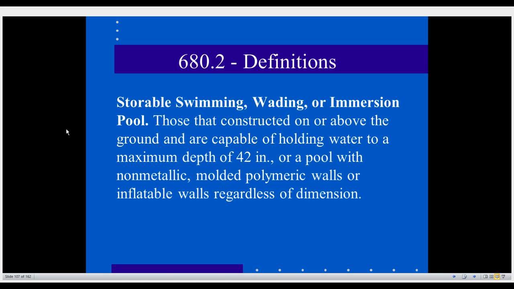We really hammer it home, because this is where people get confused between whether it's considered a storable or a permanently installed pool. First and foremost, those that are constructed on or above the ground. So there you go. There's your first qualification. The next thing you're looking at is the maximum depth of the water that it can hold. If it is 42 inches or less, then it is a storable swimming, wading, or immersion pool. Now, it also goes on to say, or a pool with non-metallic molded polymeric walls.